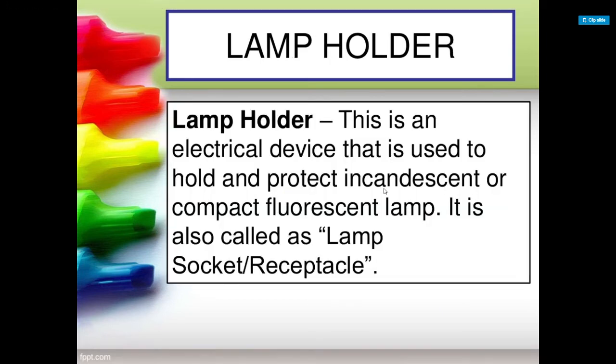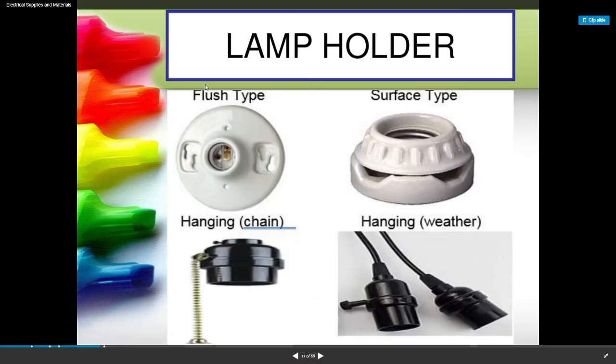Okay. Next, lamp holder. Okay, so what is a lamp holder? This is an electrical device that is used to hold and protect an incandescent or compact fluorescent lamp. Okay, it could be a fluorescent lamp or an incandescent lamp. So it is also called a lamp socket or bulb receptacle. It could be bulb receptacle, lamp holder, lamp socket, like that. Okay, so how does it look? This is how it looks like.